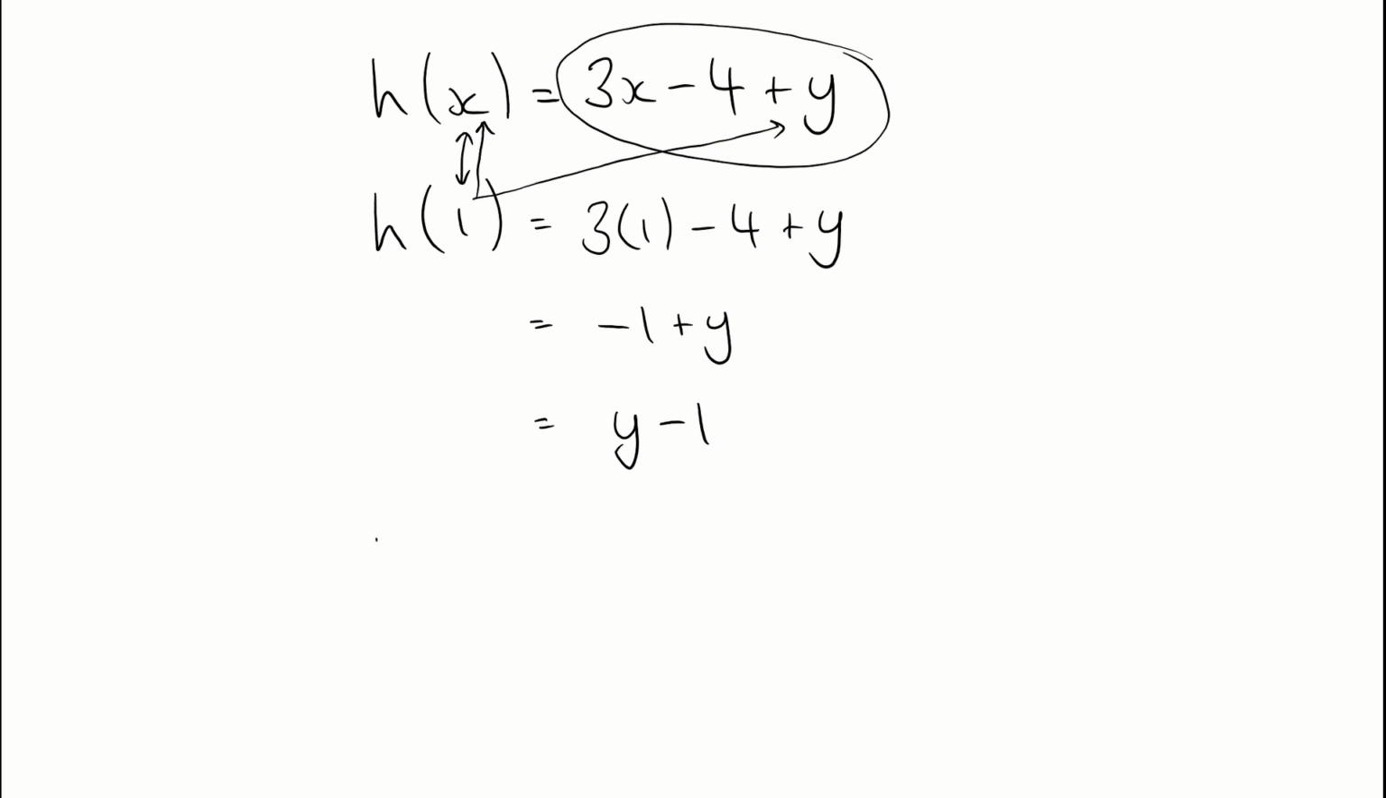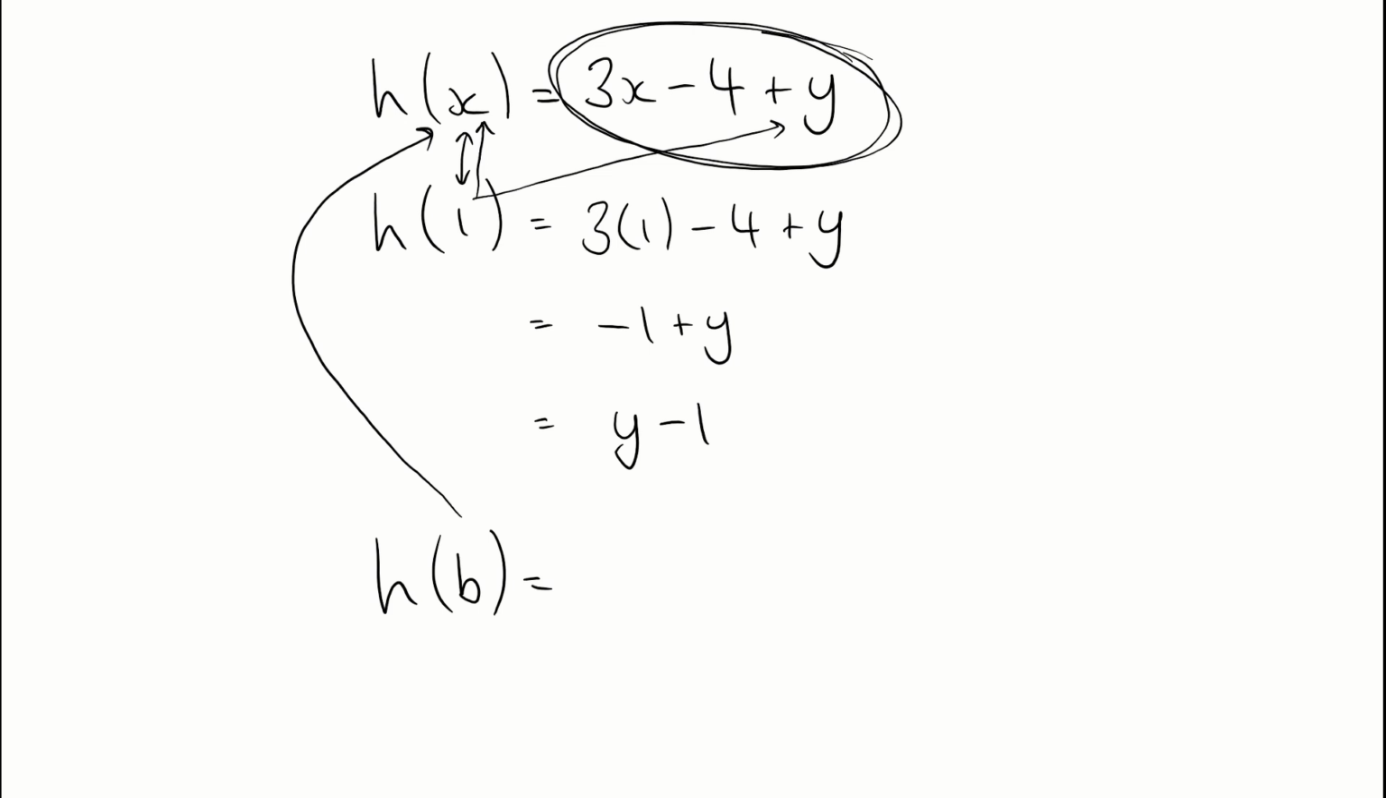Likewise, if I wanted to work out what happens if I put the letter B into Harry's machine, in this case, my B is my X, okay? So everywhere I see an X over here, I have to put a B in. So I get 3 lots of B minus 4 plus Y would be my answer to that question.